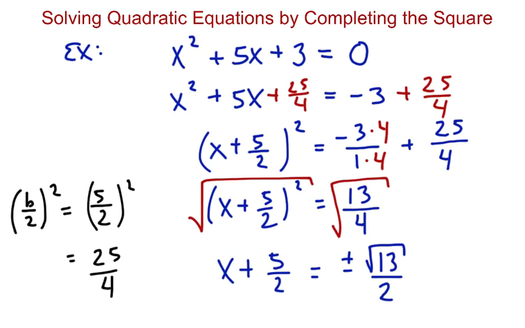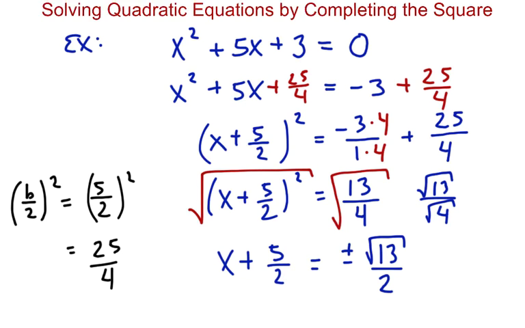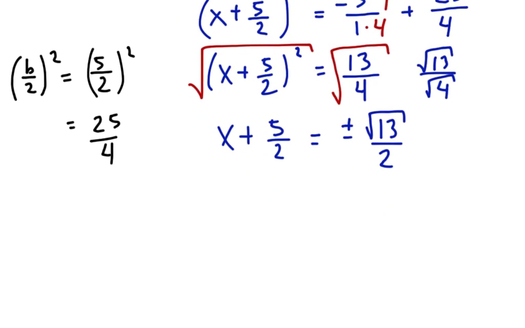I'll just justify that briefly here. When we're square rooting a fraction, it's the same as considering the square root of the top over the square root of the bottom. And of course we know the square root of 4 is just 2, so that's how we're able to justify that part. So we're almost there. Next step to get x alone will be to subtract 5/2 from both sides.